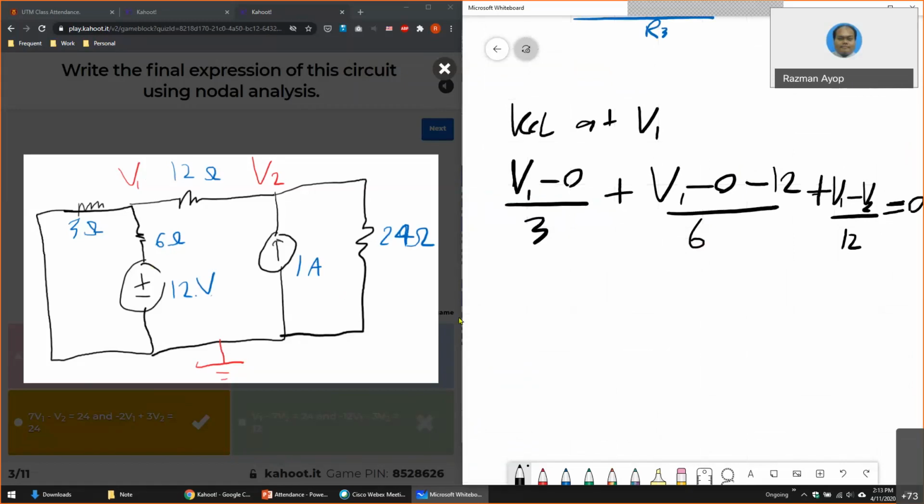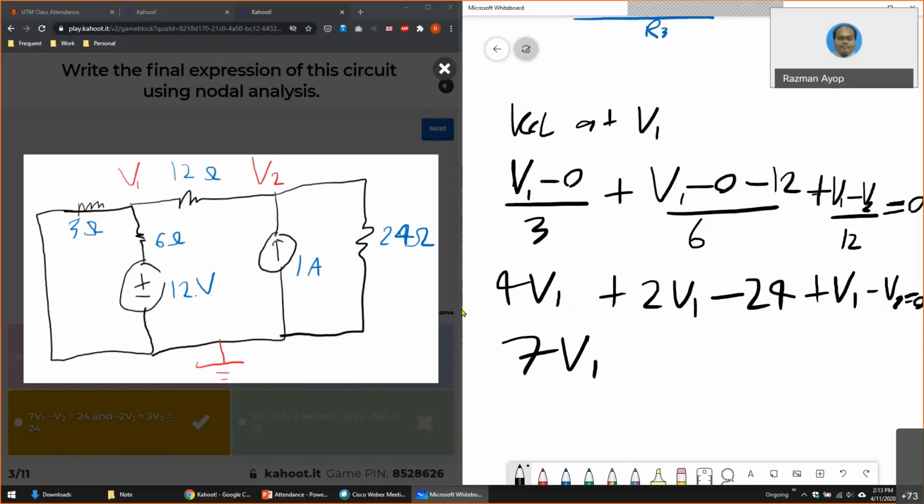So you have to standardize this. If you look at this, the common factor is 12. So this one for V1, then plus 2V1 minus 24 plus V1 minus V2 equals 0. So adding it up, 7V1 minus V2 equals 24. So you get the first expression.